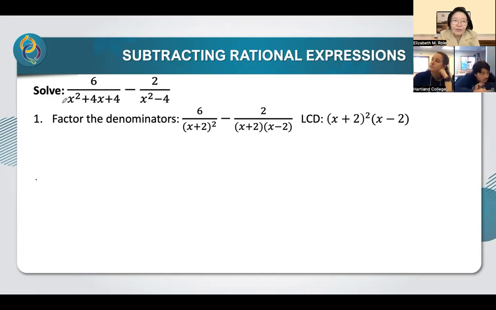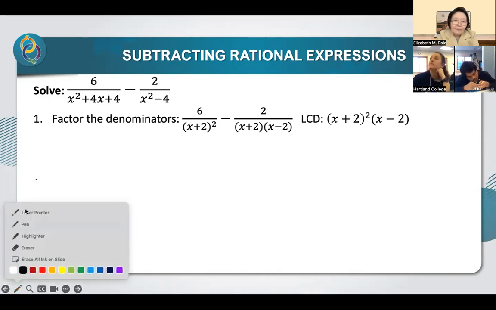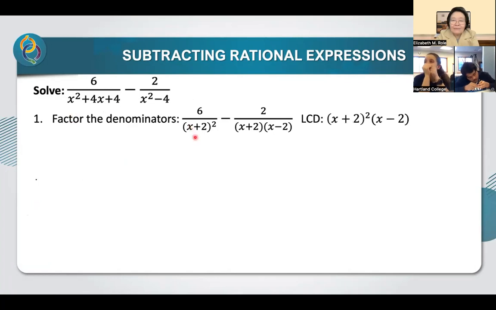Whenever your problem necessitates factoring the denominators, you'll first do the factoring before proceeding on to finding the least common denominator. So I now have x squared plus 4x plus 4. You know that that is a perfect square trinomial, and therefore it's just x plus 2 times x plus 2, or x plus 2 squared. For x squared minus 4, the factors are x plus 2 and x minus 2.